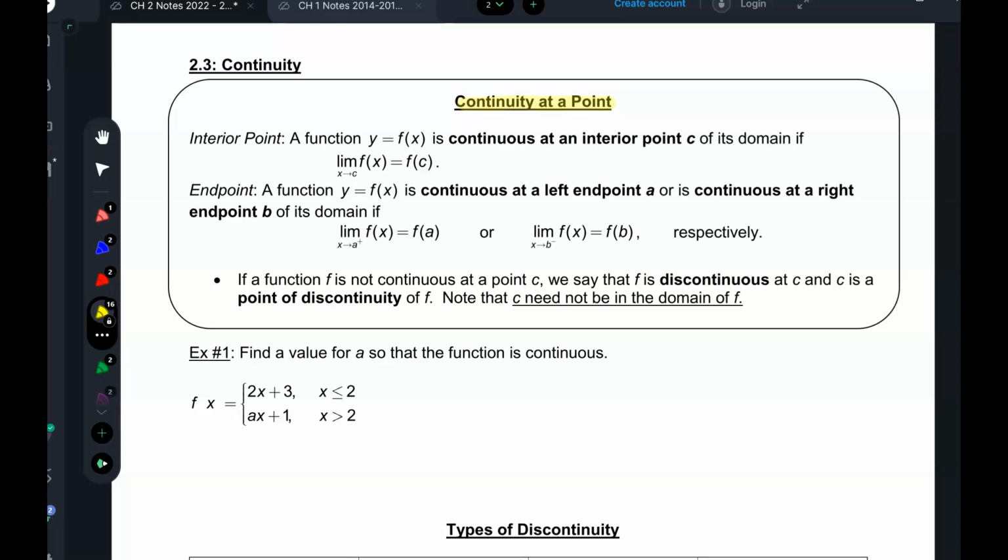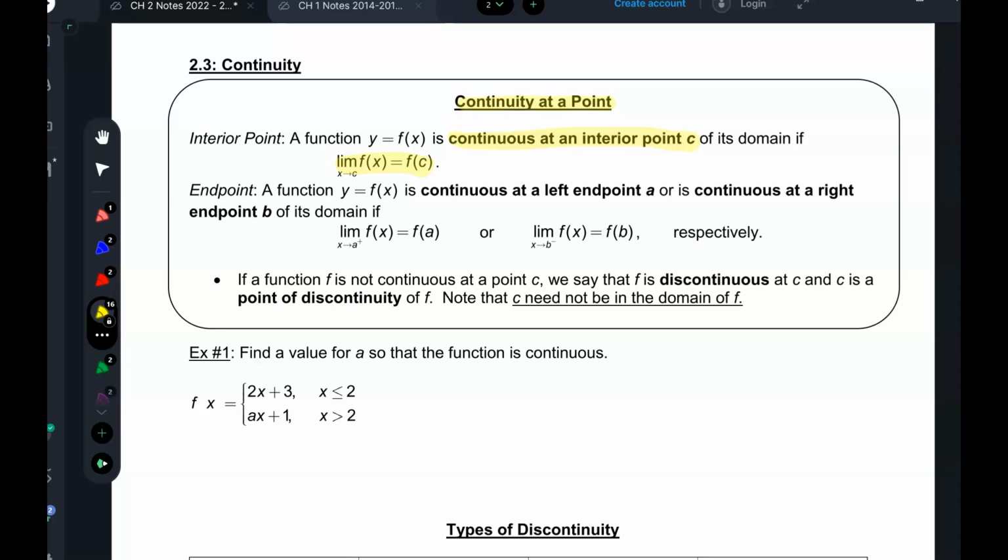But we can also have continuity at an endpoint, and that just means, sometimes we'll look at a function and it'll have a starting and a stopping point, because of the domain. So if it's continuous in the interior, then that has to be true, right? And as soon as we see this, that means your left and right hand limits are matching.